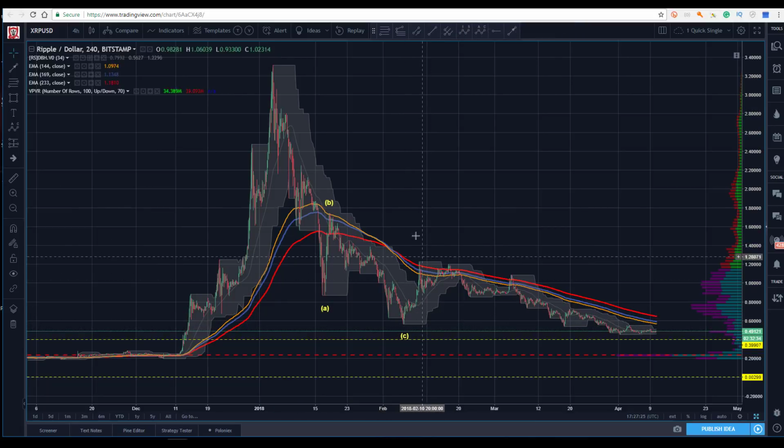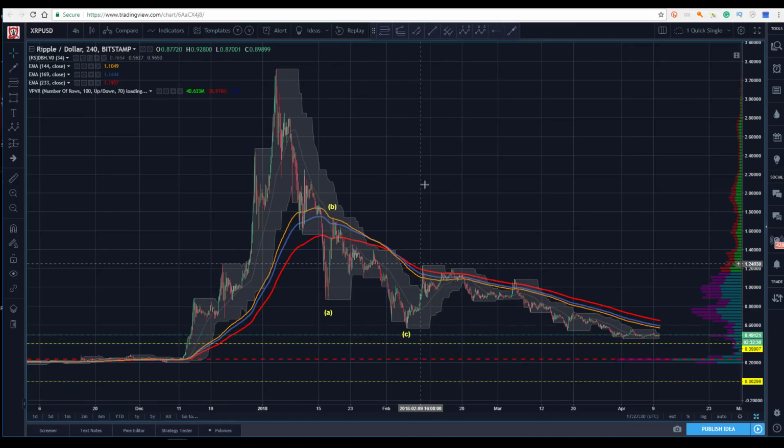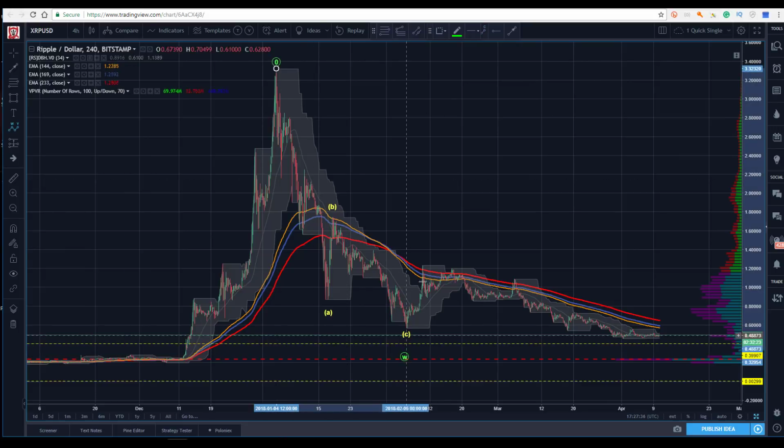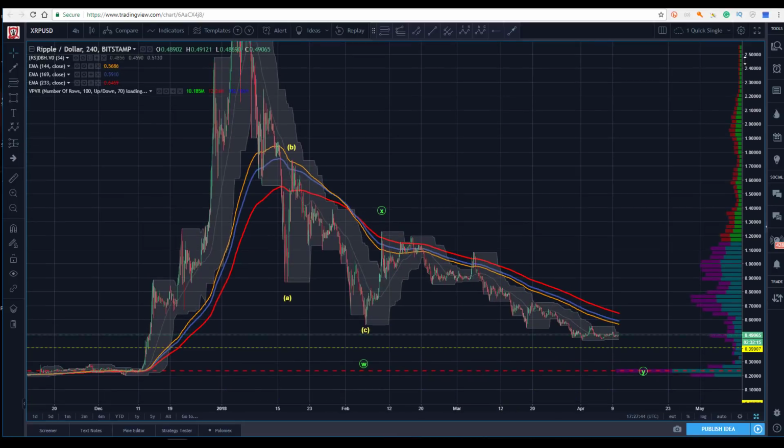Then do we get an ABC? So if that's our ABC, that would be our X. So we'd have to come over here. I'm not sure about this, but that's a contender. And then we come all the way back down here for a Y. Is there an ABC within this? Well, let's dig in and see if we can find something.